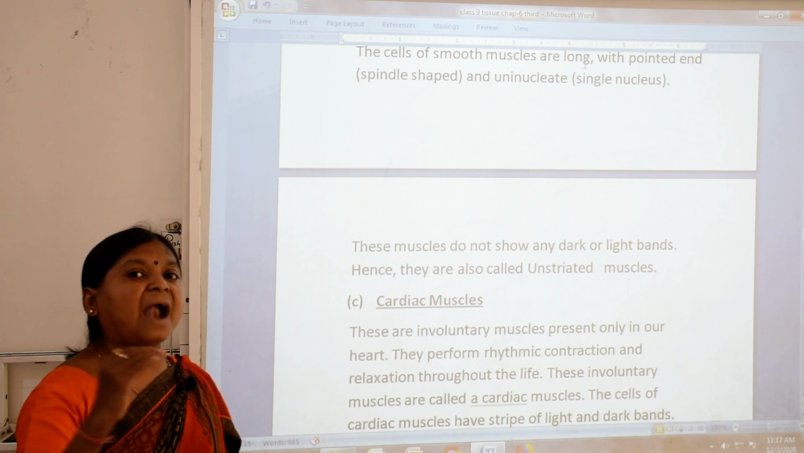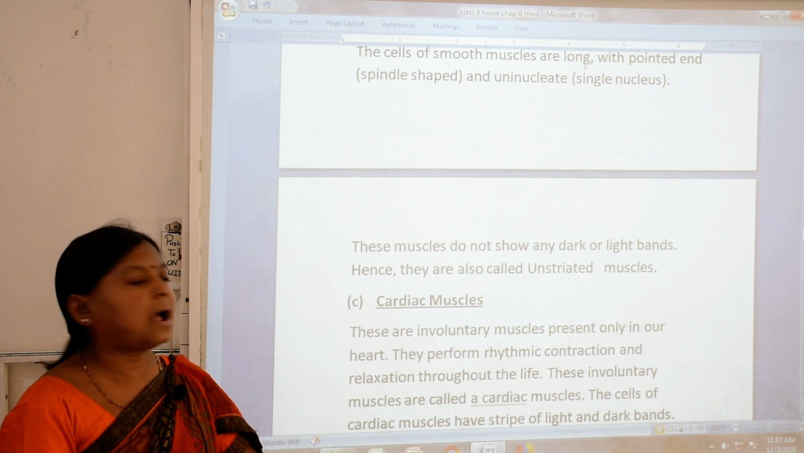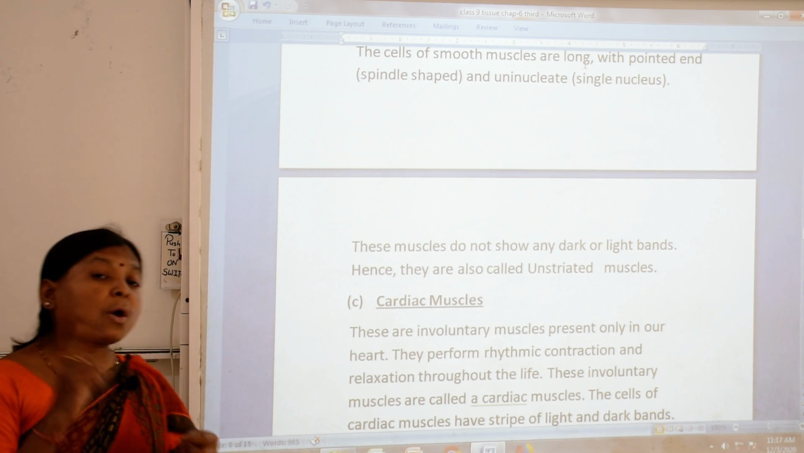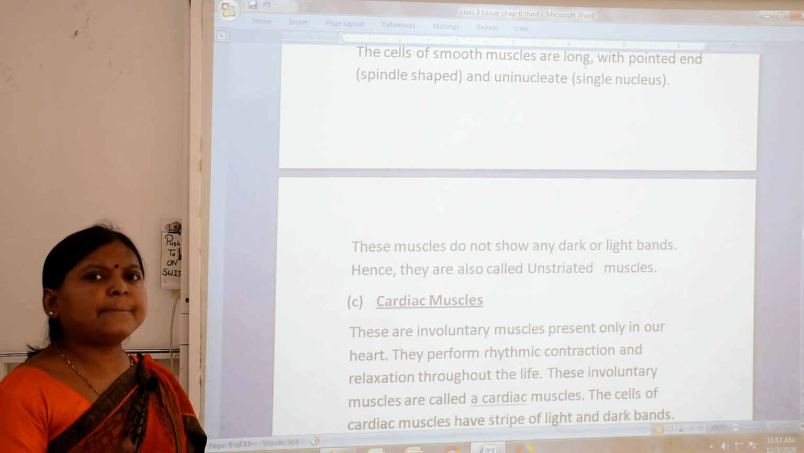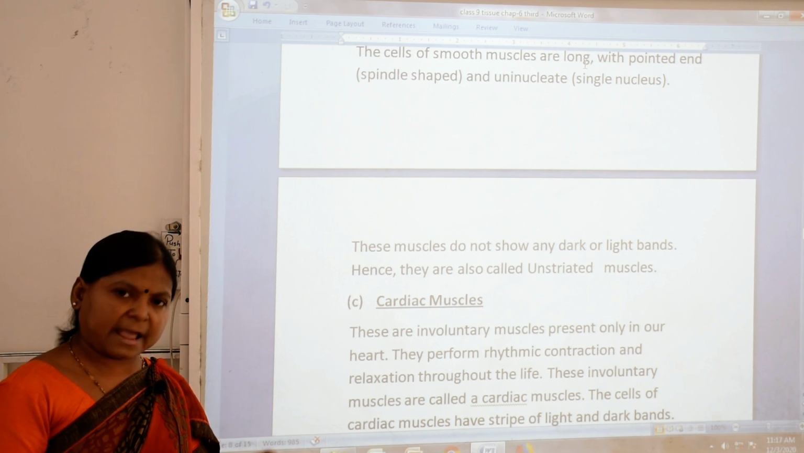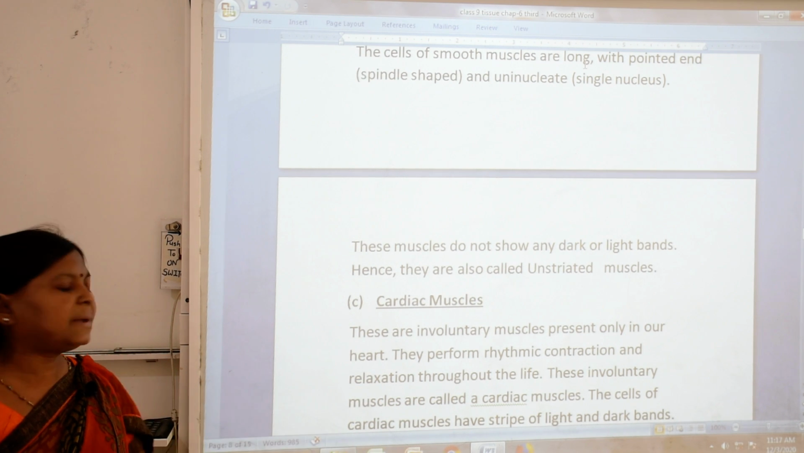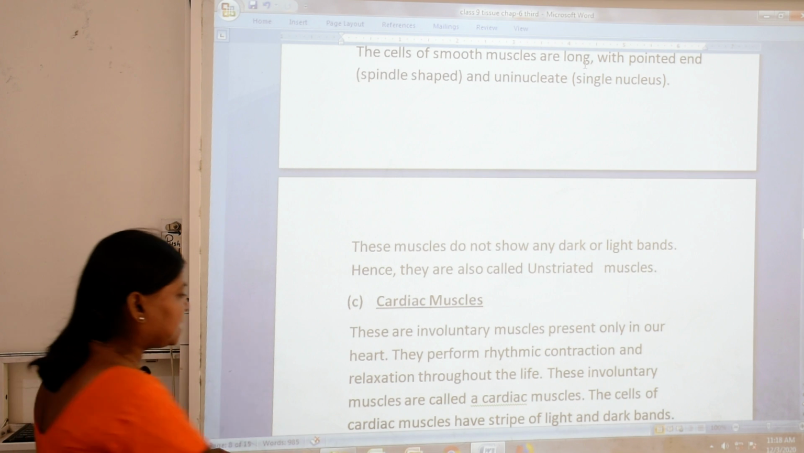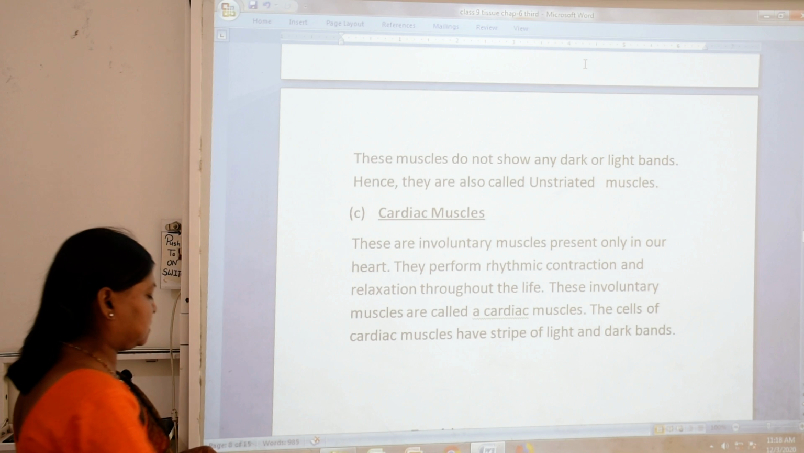Next we are taking cardiac muscles. Where are they located? They are located in the heart. These are involuntary muscles present only in our heart. What is the main function? They perform rhythmic contraction and relaxation throughout life. These involuntary muscles we call cardiac muscles. The cells of cardiac muscles also have stripes of light and dark bands.